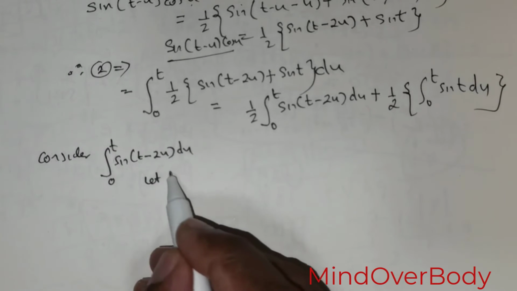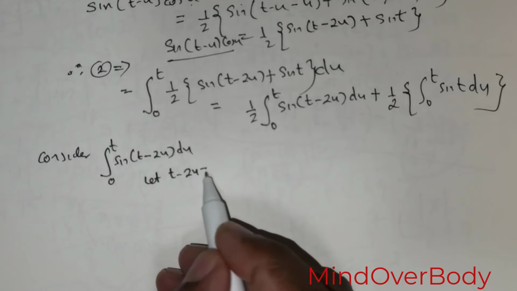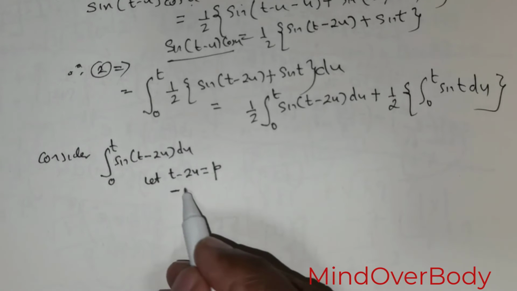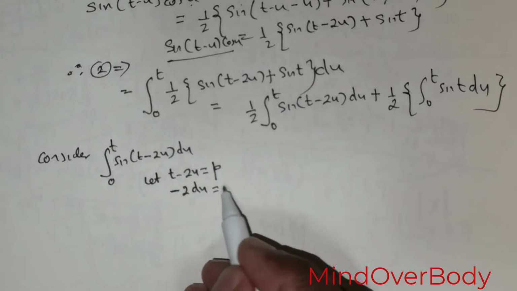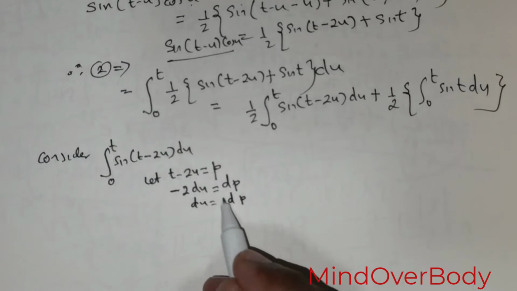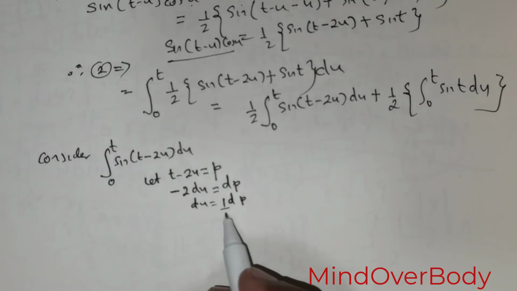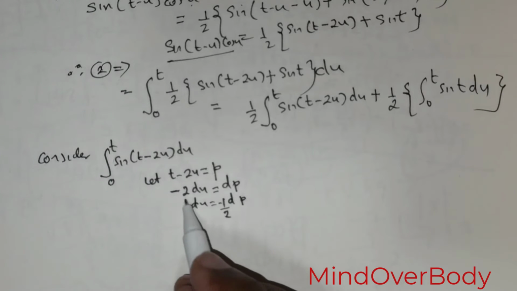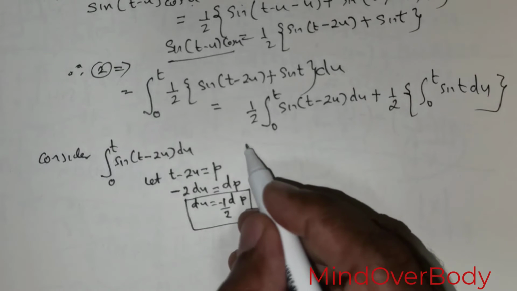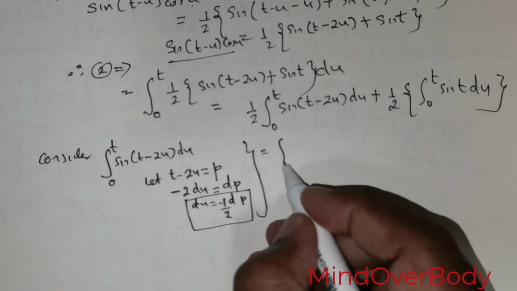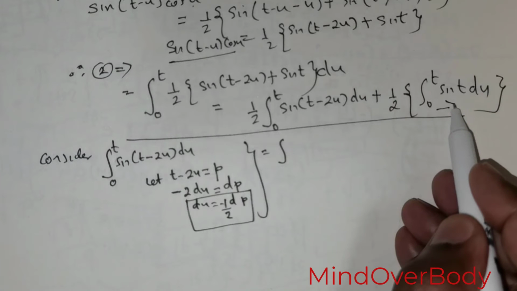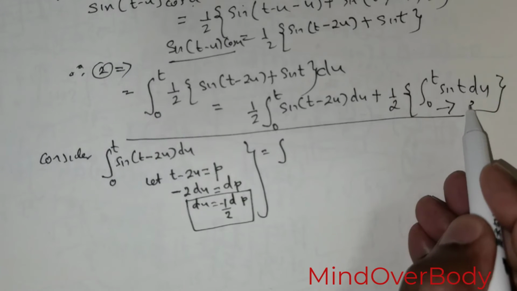So I'm going to say let t negative 2u be equal to some p. So I differentiate this left hand side, so I get negative 2 times du is equal to dp. I want only du, so du is equal to dp, I bring the 2 down, in fact I'm bringing negative 2 down, so it's going to be negative 1 over 2. So this is the substitution that I have to use.